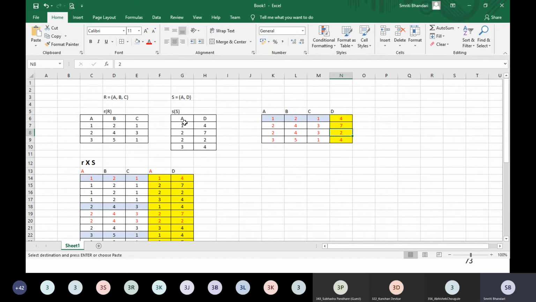Now for 3, 5, 1. 3, 5, 1, 1, 4. So 1 and 3 are not matching. 2 and 3 are not matching. 2 and 3 once again are not matching. But the only tuple that matches is 3, 5, 1 along with this 3, 4. So we are having 3, 5, 1 and the D value, that is 4. So this is what our natural join operation is providing us.